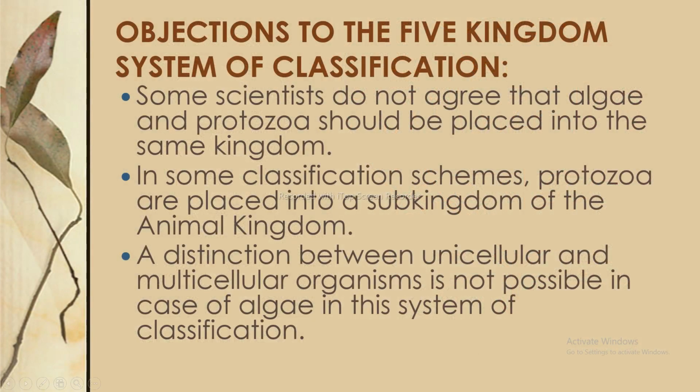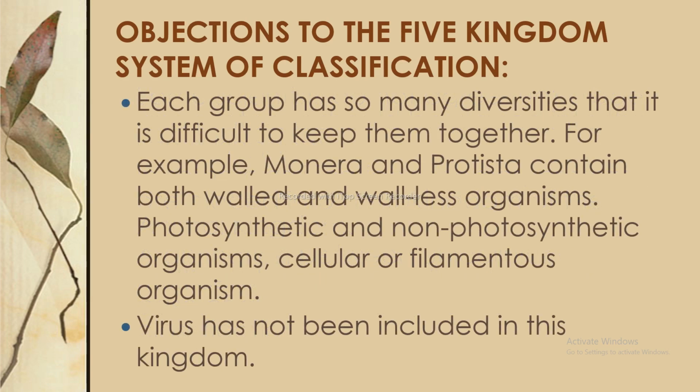Next I am going to discuss the objections to the 5 kingdom system of classification. Some scientists do not agree that algae and protozoa should be placed into the same kingdom. In some classification schemes, protozoa are placed into a subkingdom of the animal kingdom. A distinction between unicellular and multicellular organisms is not possible in case of algae in this system of classification. Each group has so many diversities that it is difficult to keep them together.